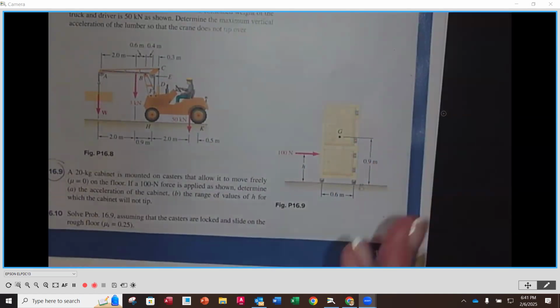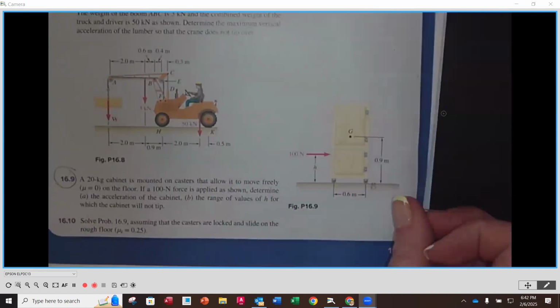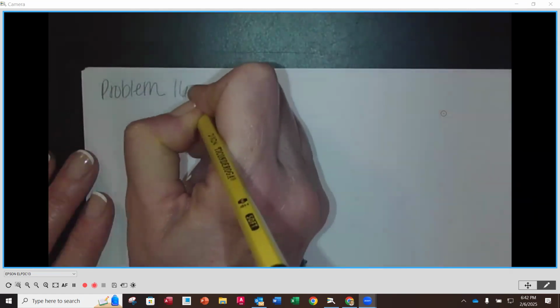Okay, so first things first, we want to make a nice diagram of our cabinet. First, on the left-hand side with the forces, and then on the right-hand side, we're going to do it with the inertia terms. So let's make a nice diagram here with the information that we have. So this is going to be problem 16.9.